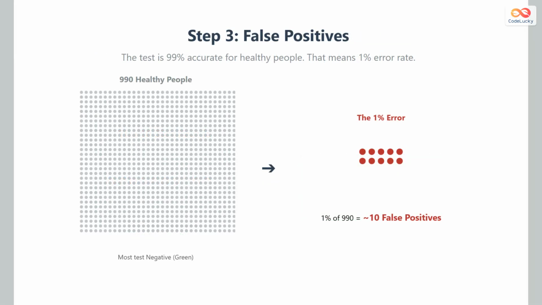Here is the catch. The test is also 99% accurate for healthy people. That means it has a 1% error rate. 1% of the 990 healthy people is about 10 people. These are false positives, healthy people who got a bad test result.